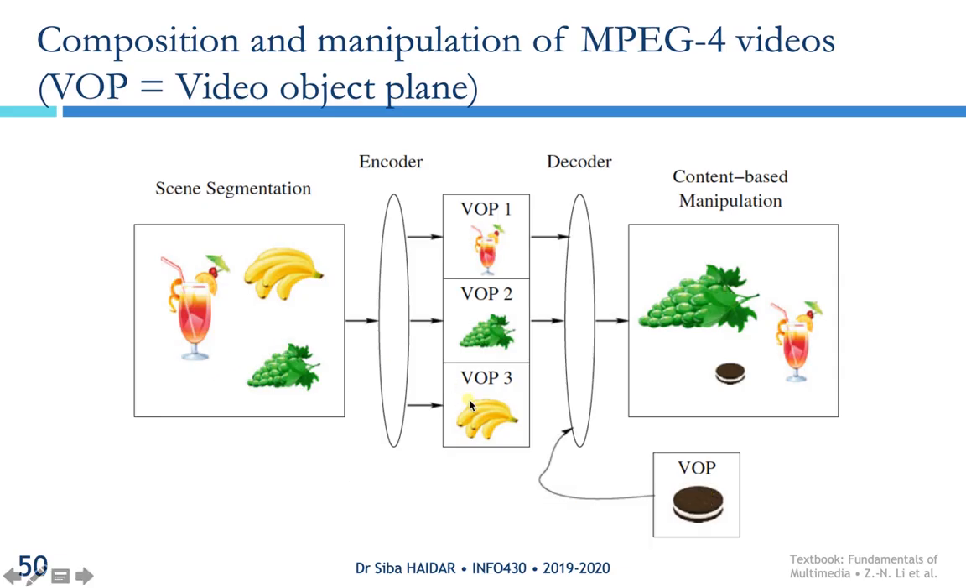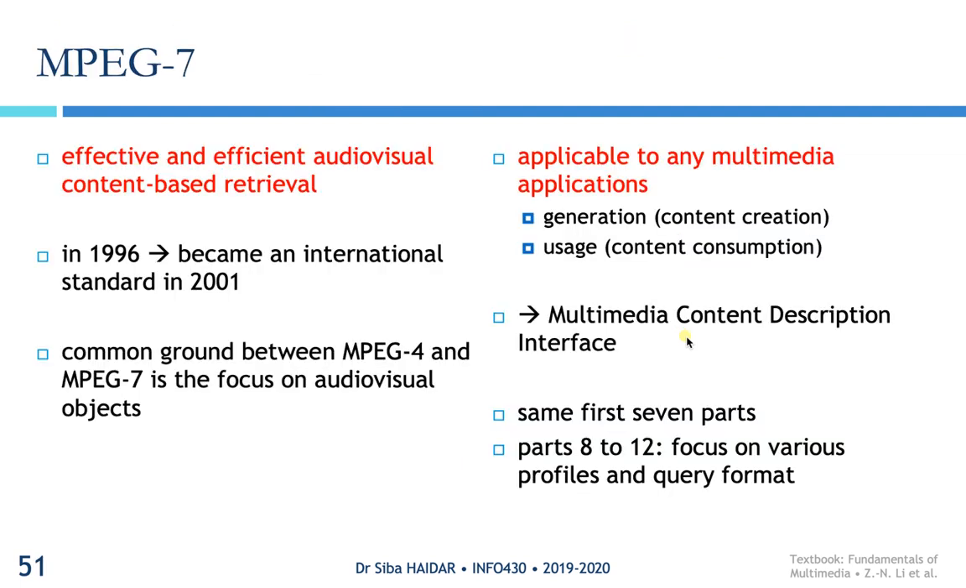Here in this schema we can see the composition and manipulation in MPEG-4 video, which is the video object plane. You can see in MPEG-4 another concept, which is that you consider each object in the video alone. So you have video object planes, and with each plane it makes the encoding, decoding, and content-based manipulation easier. You can take one object, rotate, scale, delete. So the manipulation of the video and the interaction is much easier.